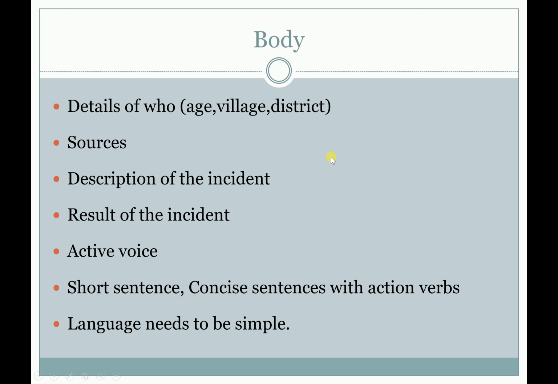The language needs to be simple. Whenever you are writing a report, you are focusing on a specific audience and you have a clear purpose, so you are trying to make people understand the report. That's why the language needs to be simple. And in the newspaper, you know that most common people read the newspaper, so you have to try to use the language in a very simple manner. Lucid, simple language you will use in the body.